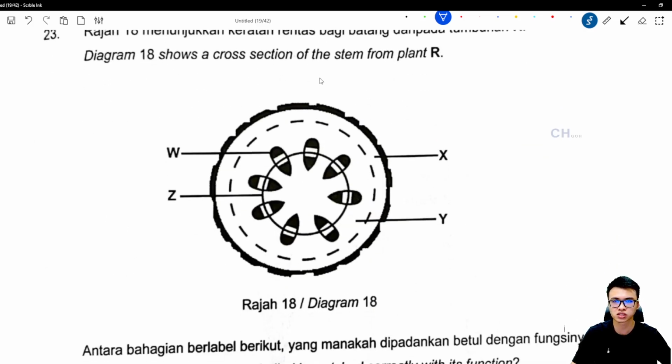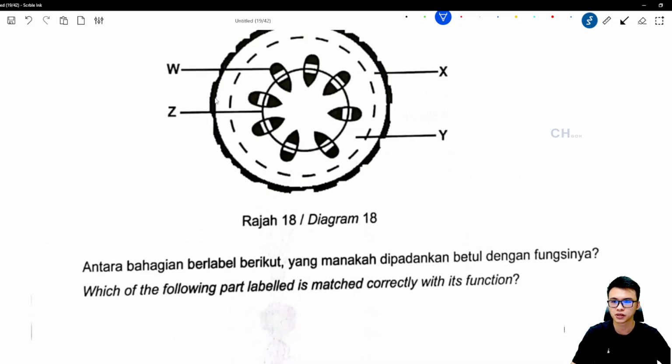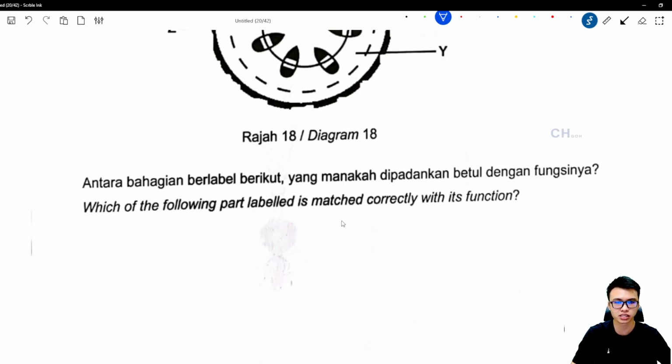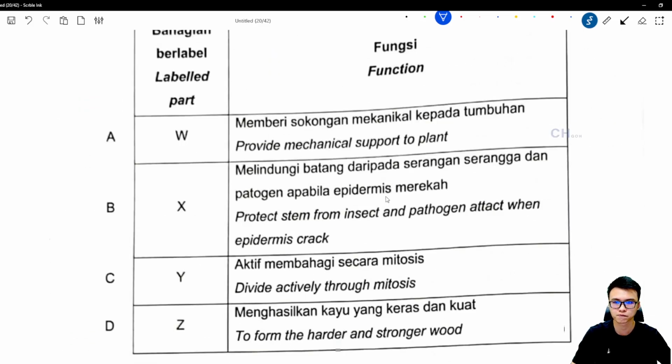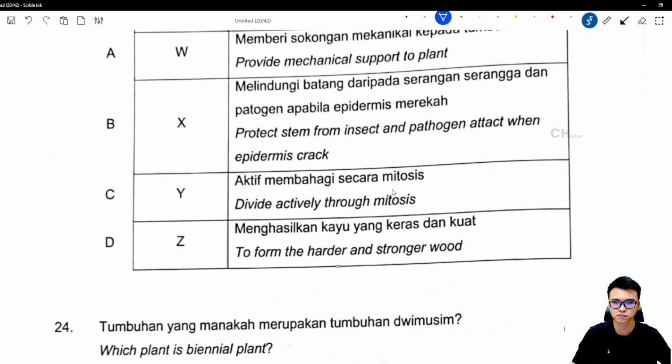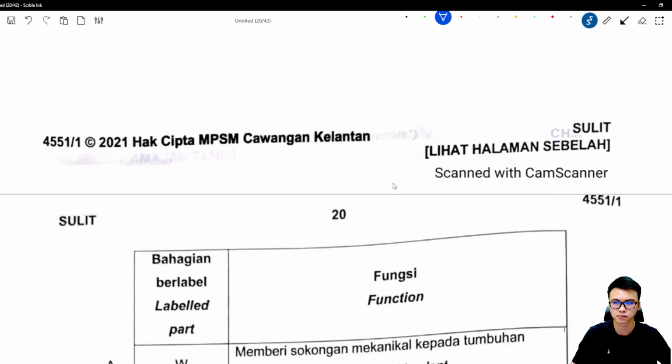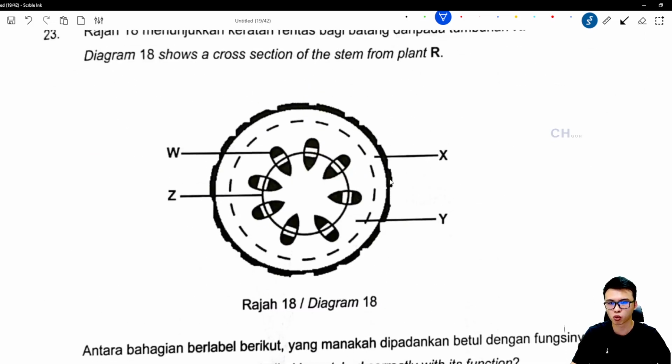Okay, question 23. Diagram 18 shows the cross section of a stem from plants. Which of the following parts is matched correctly with its function? W is phloem, because it's located outside. Any tissue that is located external or outside of this ring is called the phloem. And anything that is inside of this ring is called the xylem.